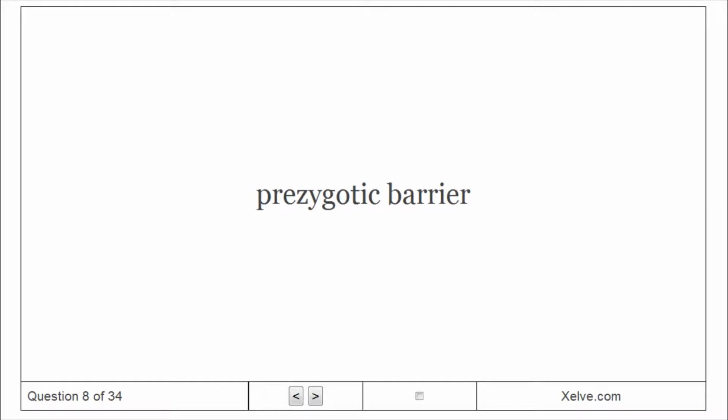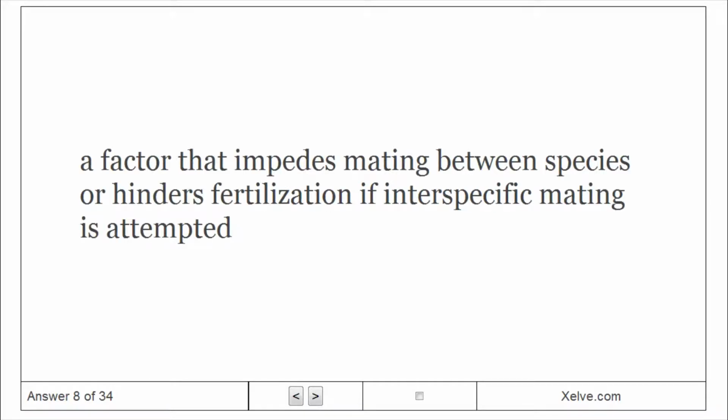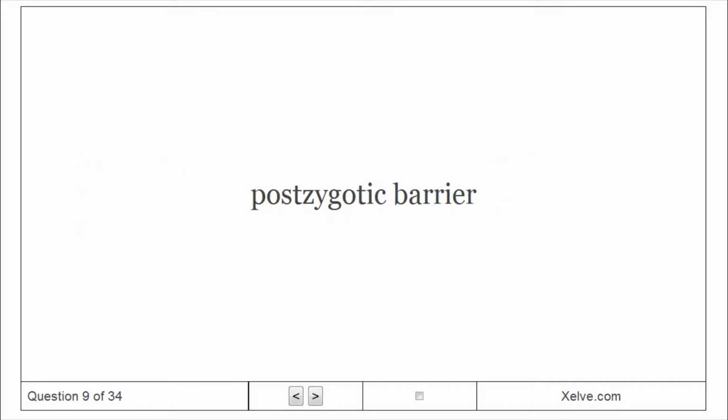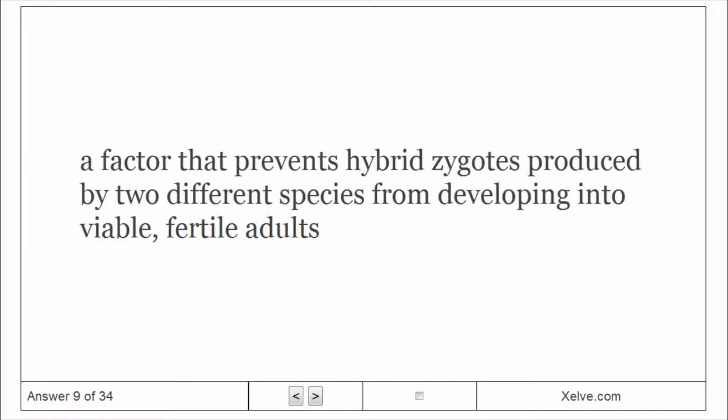Prezygotic barrier. A factor that impedes mating between species or hinders fertilization if interspecific mating is attempted. Postzygotic barrier. A factor that prevents hybrid zygotes produced by two different species from developing into viable, fertile adults.